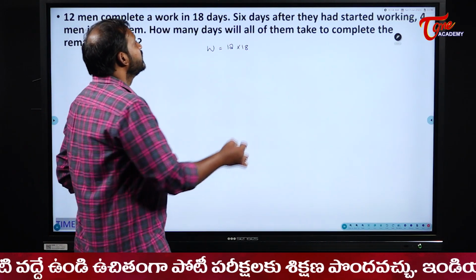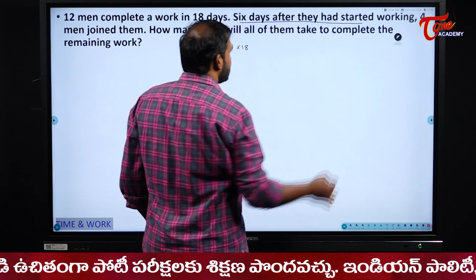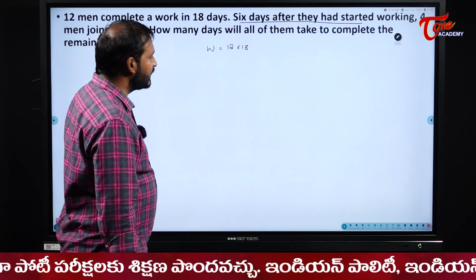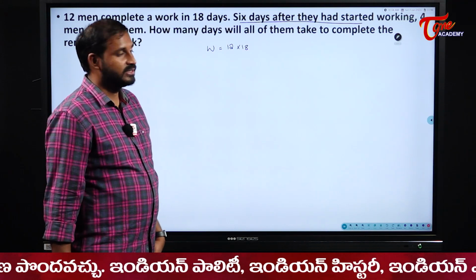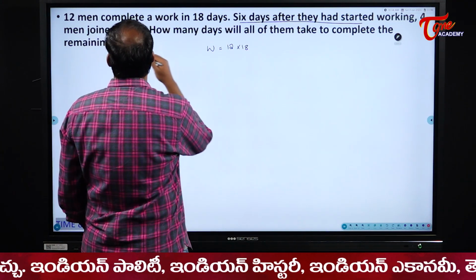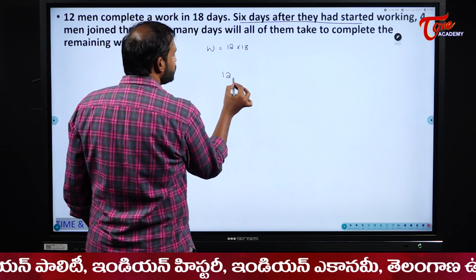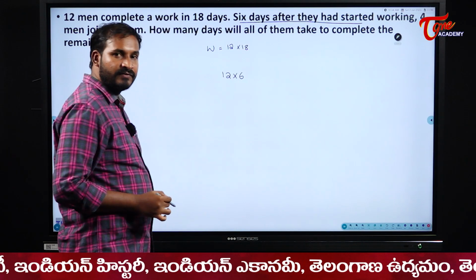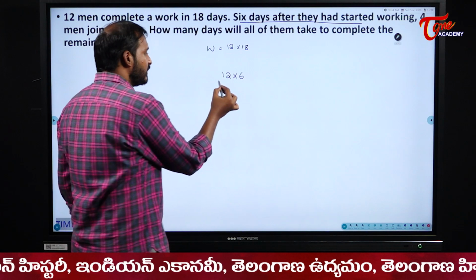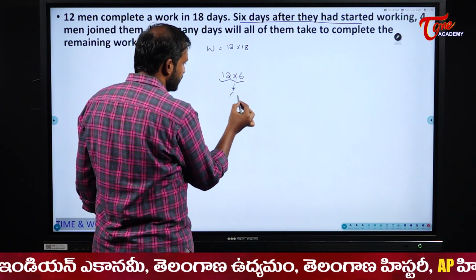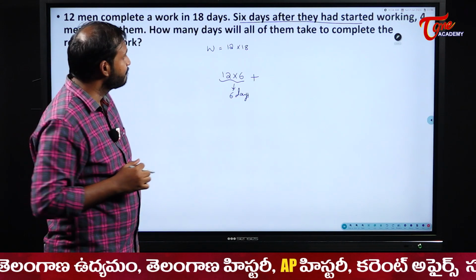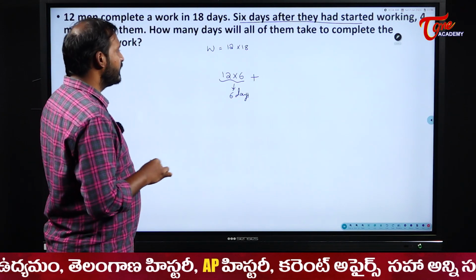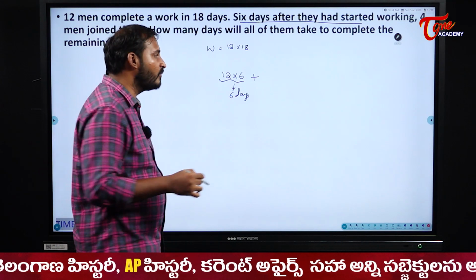Now, 6 days after they had started working. That means, are they working 18 days? No. They are working just for how many days? 6 days. So, work completed in 6 days by 12 men will become what? 12 into 6. Work finished by 12 men in 6 days is how much? 12 into 6 plus now 4 men joined them. That means now the total strength became how much? 16.